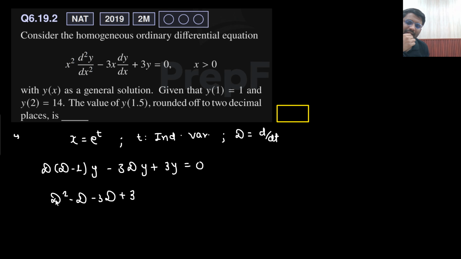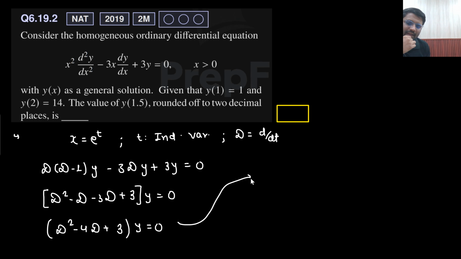D square minus d minus 3d plus 3, multiply with y equals to 0. D square minus 4d plus 3, multiply with y equals to 0. So, from here, the characteristic equation that I am getting is d square minus 4d plus 3 equals to 0. So, from here the roots I am getting are 1 and 3.